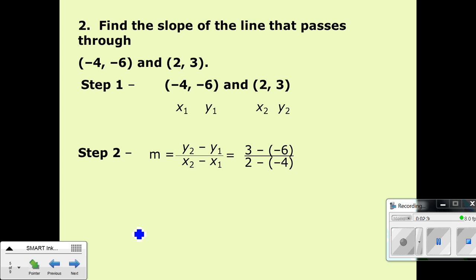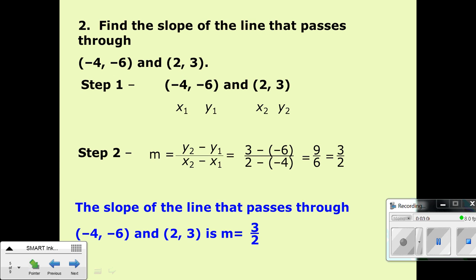You would substitute the numbers in. The important part is you have to keep this minus sign. Don't forget to include the -6 and the -4 from the original coordinates. And of course, when you solve that, you get an addition symbol in place of the 2 negatives, and that gives you 9 over 6. You will simplify to 3/2. You may leave it as an improper fraction. So the slope of the line that passes through -4, -6, and 2, 3 is m equals 3 over 2, which is your final answer.